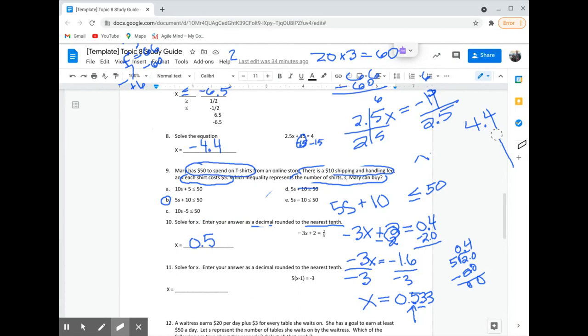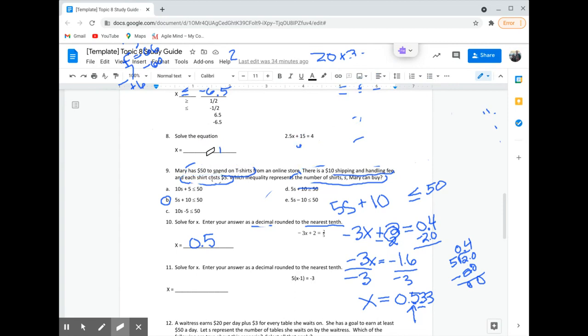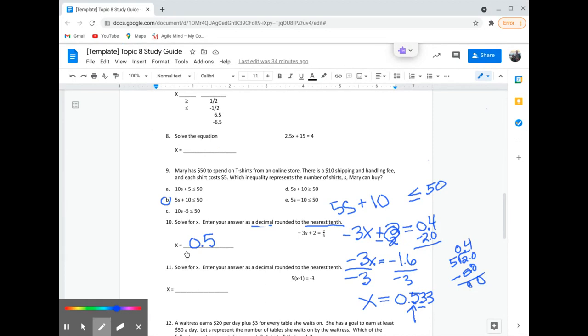All right, looking at the next question. Solve for x, enter your answer as a decimal rounded to the nearest tenth. So that's basically the same thing we just did, right? Yes or no? Yes. All right, so let's see if we can do it. We got 5 times x minus 1 equals negative 3.